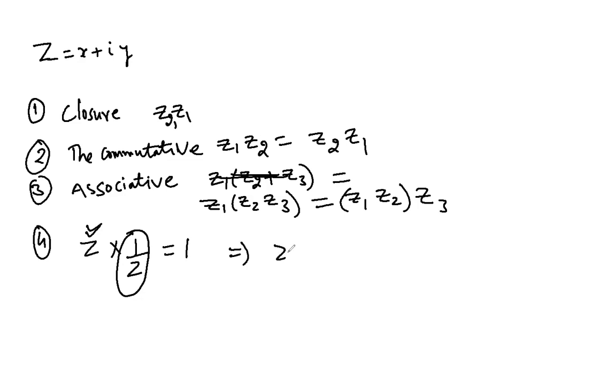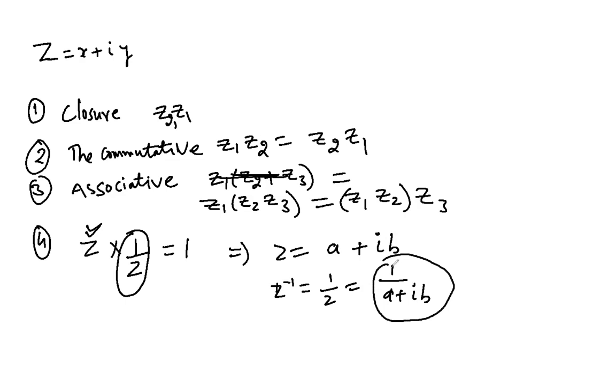So initially we were writing that a complex number is denoted by a plus iota b. Then to calculate the z inverse, which equals 1 by z, we can simply write it as 1 upon a plus iota b. But now we want to represent this number in the form of x plus iota y. So this is the real part and this is the imaginary part.